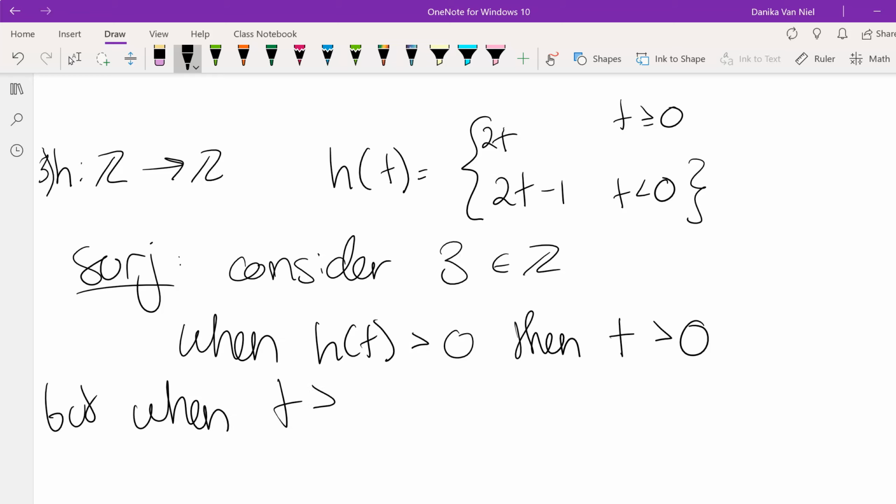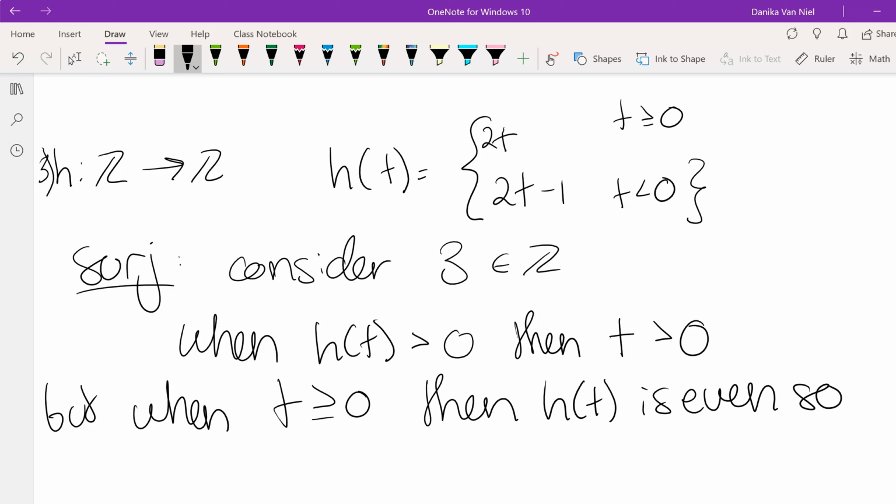But when t is bigger than or equal to 0, but that's fine, then h of t is even. So there exists no t such that h of t equals 3.